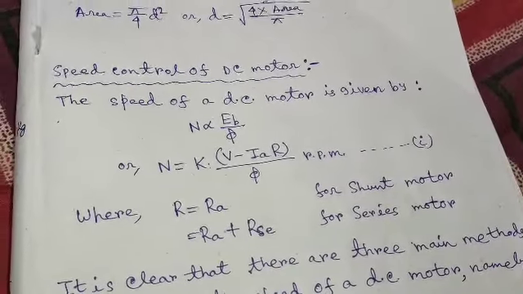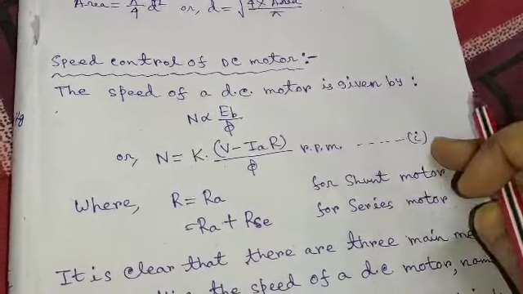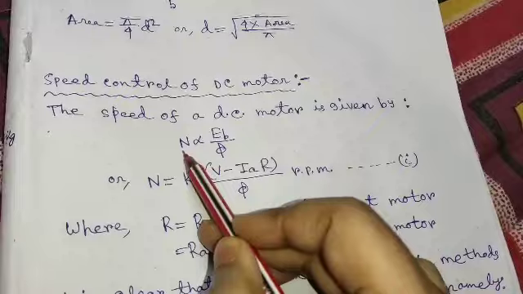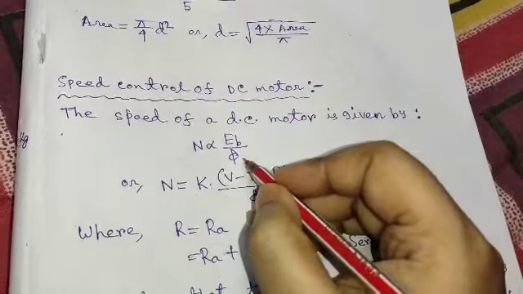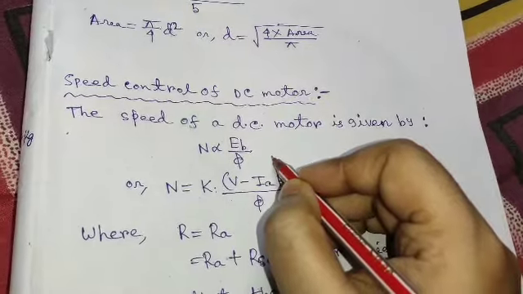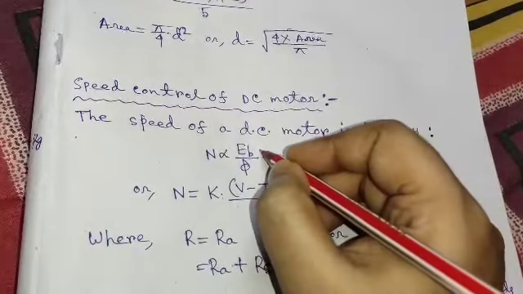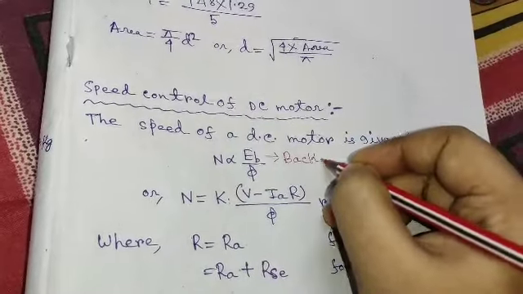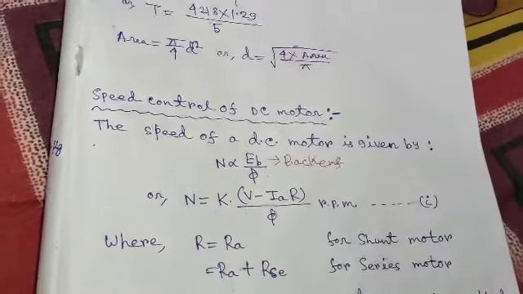Okay, now we will discuss speed control of DC motor. So basically, what is the speed of a DC motor? The speed of a DC motor is given by n proportional to EB by phi. Here phi is the flux per pole, EB is back EMF, and n is speed.